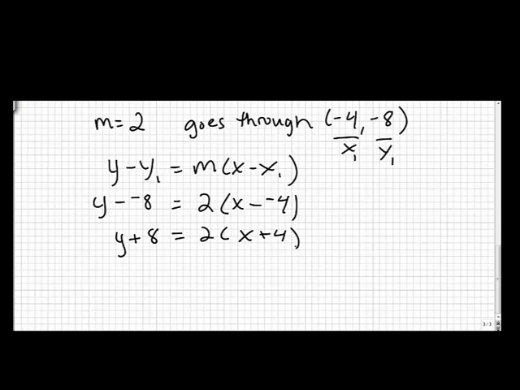What can be a little confusing sometimes is that even though it looks like it's a +4 in the equation, the coordinate was actually a -4 because it's minus a negative. And so let's write this into slope-intercept form from here. Let's distribute the 2. And last but not least, we'll subtract an 8 to get y by itself.